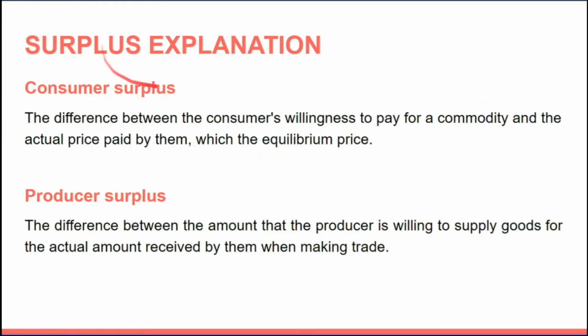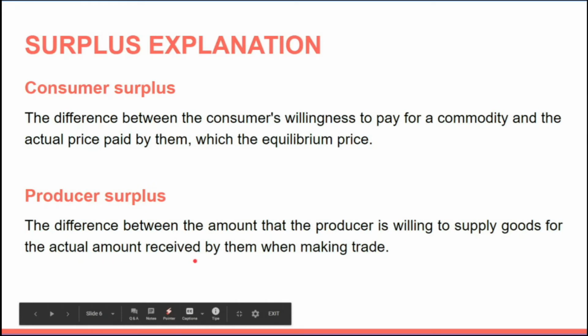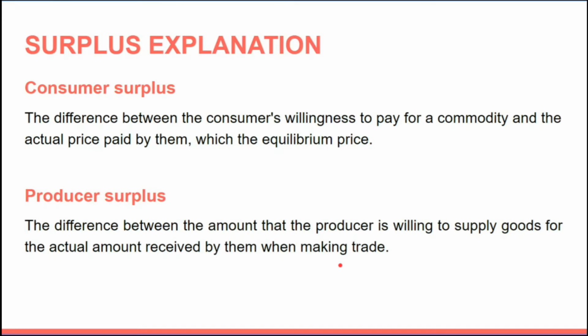Based on the slides, consumer surplus represents the difference between the consumer's willingness to pay for a commodity and the actual price paid by them, which is the equilibrium price, while producer surplus represents the difference between the amount that the producer is willing to supply goods for and the actual amount received by them when making trade.